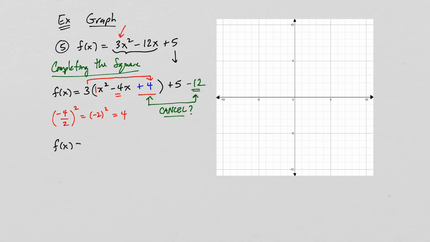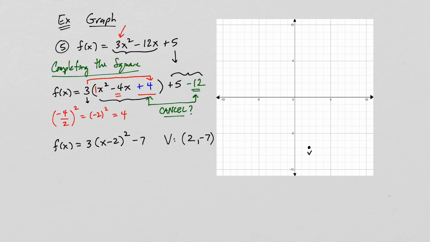So we have f of x. I'm going to bring the 3 down. Now this is going to factor. That's going to be x minus 2 quantity to the second power. And then 5 take away 12 is -7. Okay? So we now can see that our vertex is the point x equals 2, y equals -7. So 2, -7 is down here.